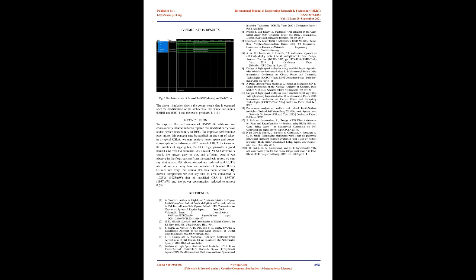And if we observe the flops section from the synthesis report, we can say that almost 8% of slices utilized are reduced, and LUTs utilized are also very few, and the number of bonded IOBs utilized is very low, almost 8% has been reduced. By overall comparison we can say that the area consumed is 1.983 W, 1983 mW, while that of the modified CSA is 1.977 W, 1977 mW, and the power consumption is reduced by almost 0.6%.